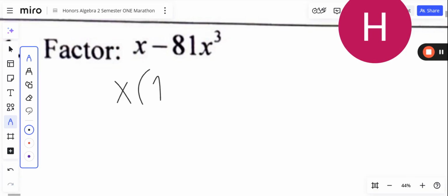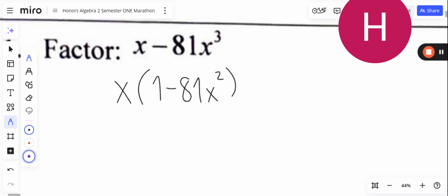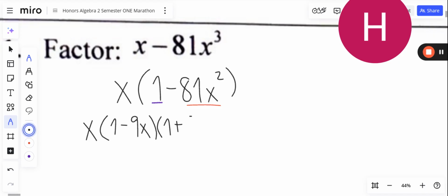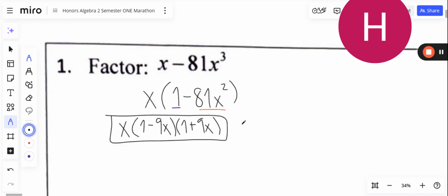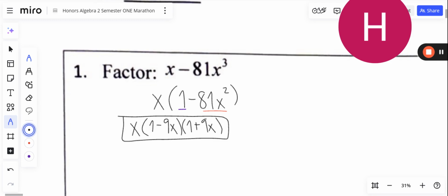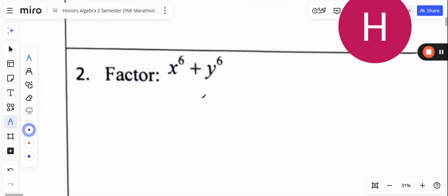So here we have 1 minus 81x squared. This is, of course, a difference of squares. This is a squared, this is b squared, which is going to turn into a minus b, where b is 9x, times a plus b. And this is fully factored. Starting off pretty nicely. We move on to number 2.